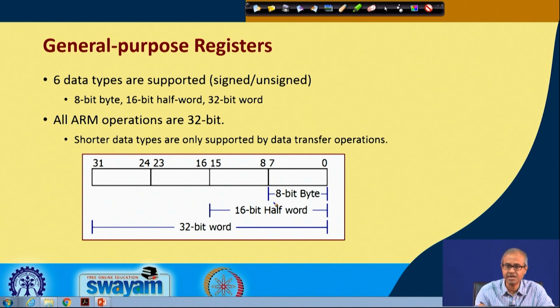And these are not used for arithmetic operations, only for data transfer operations, because all arithmetic operations are only 32 bits in size. But when you are transferring data from one place to another, you can transfer 8 bits or 16 bits or 32 bits. From memory, you can transfer 8 bits of data into a register, it will go into the last 8 bits. Okay? Fine.